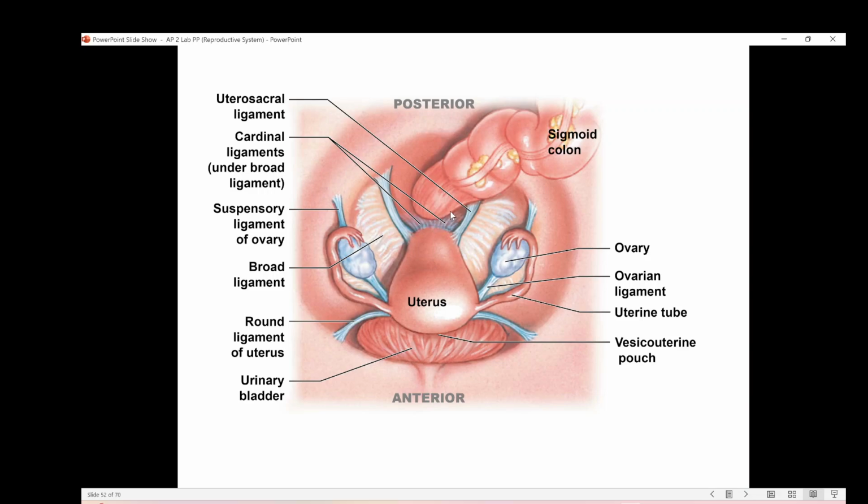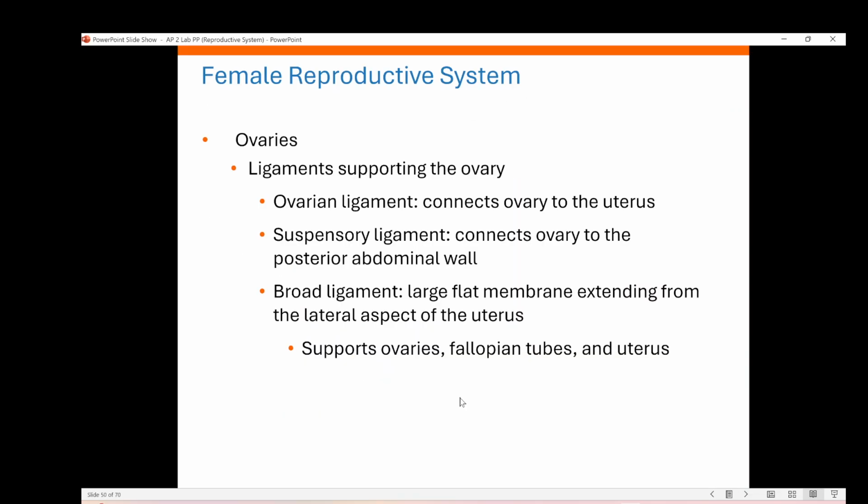I didn't do all of the ligaments. I didn't do the cardinal ligaments and the uterosacral ligaments. There's others. I kind of hit the main ligaments. Let me just make sure we got everything here. So ovarian ligament, suspensory ligament, and the broad ligaments. Those are the three I'd like you to know for now.